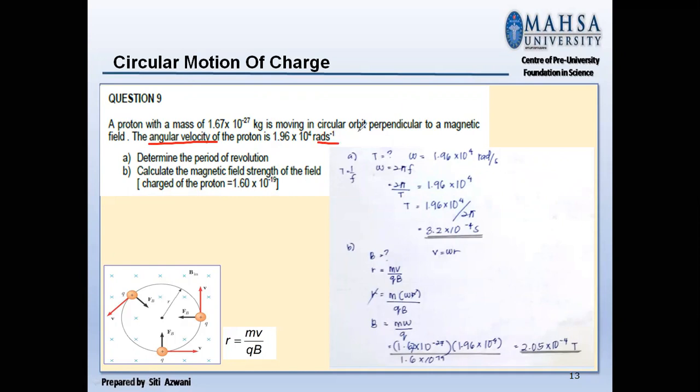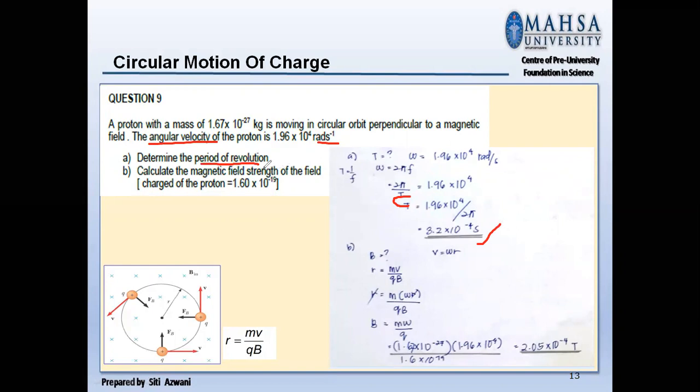First you want to calculate the period of the revolution, the T term here. By using this formula, omega equal to 2 pi f or 2 pi over T, then you can calculate for the T. I think you are very familiar with this formula. Then you can calculate the period here, 3.2 times 10 power negative 4 second.